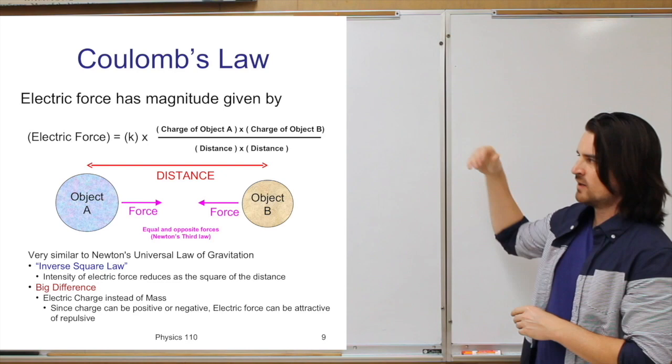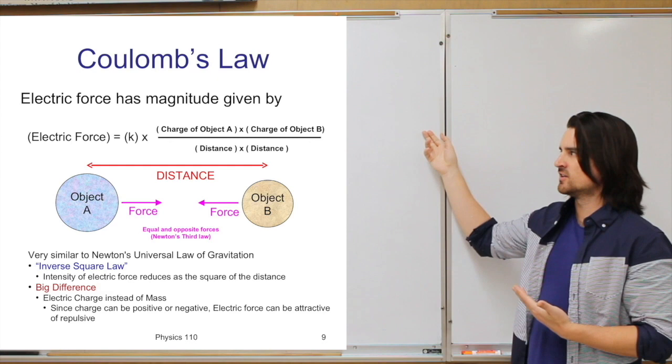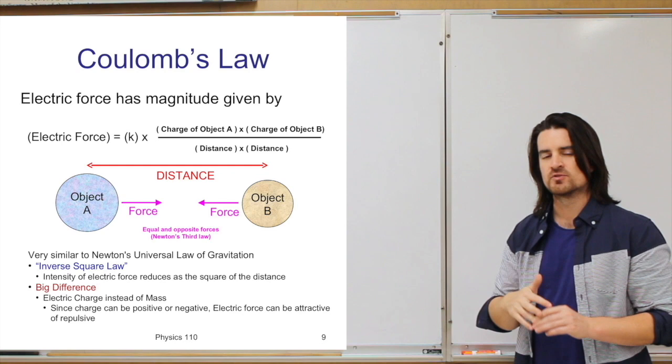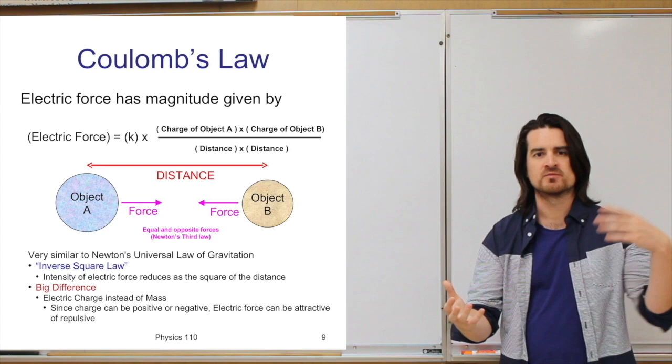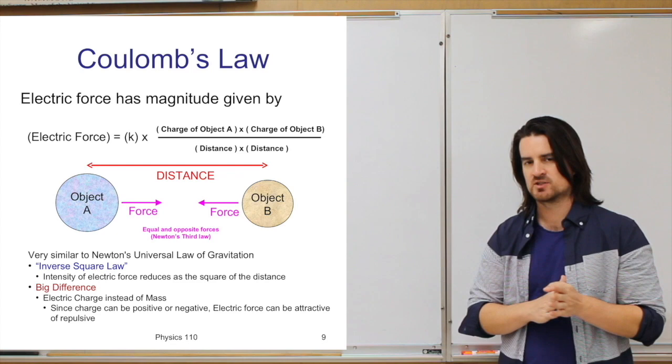If you recognize the form of this equation, that's good, because we looked at a very similar equation when we were talking about Newton's universal law of gravitation. For the universal law of gravitation, the amount of gravitational force between any two massive objects, remember, was proportional to the mass of the first, the mass of the second, and inversely proportional to the square of the distance between those objects. So this is essentially the same form of equation.